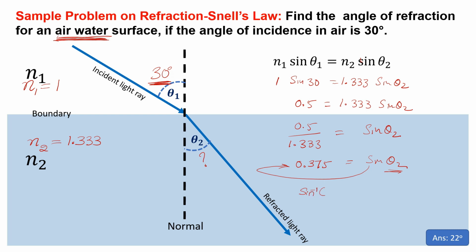So sin inverse means in our calculator, shift sin. So 0.375, which is equal to theta 2. So it becomes, the answer is 22 degrees. This is the answer.